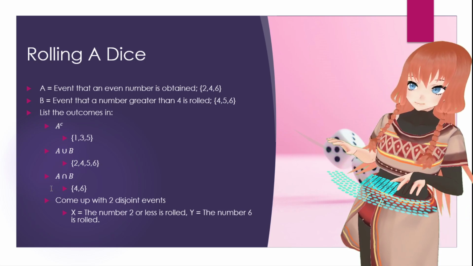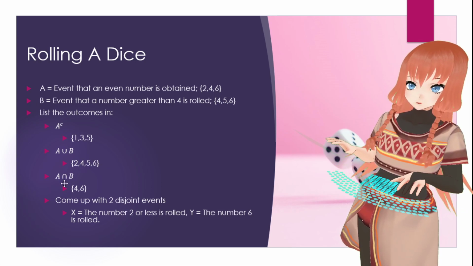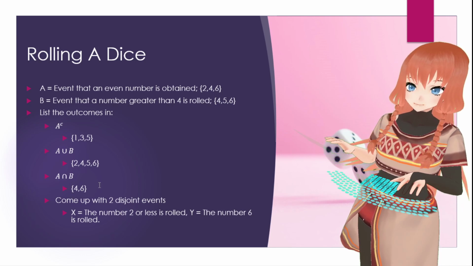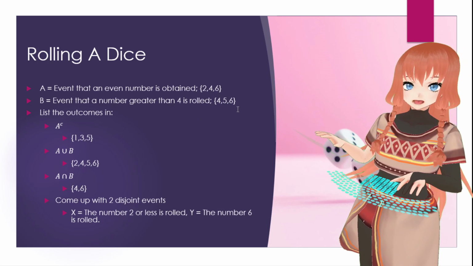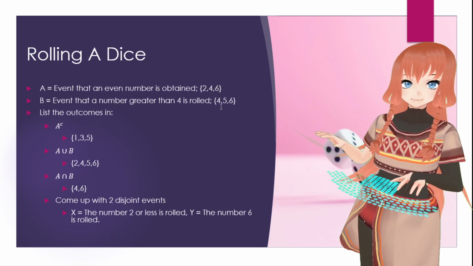Finally, there's A intersection B. Well, that's 4 and 6 because these are the events that occur in both A and B. So we ignore the 2 and we ignore the 5.